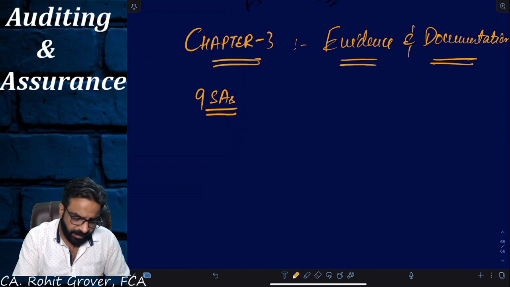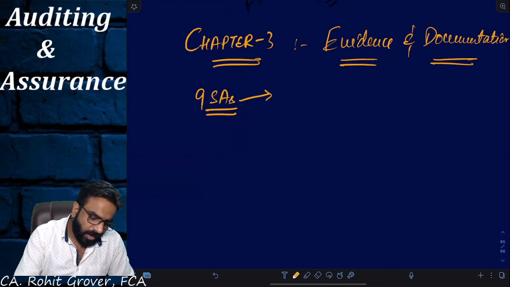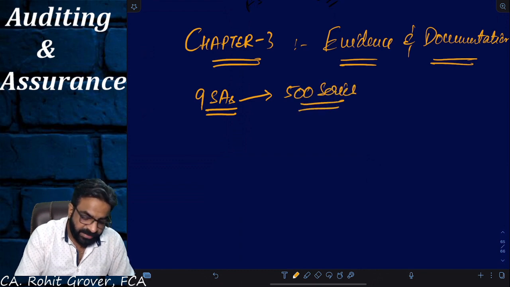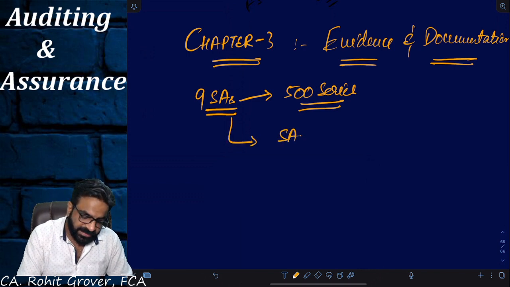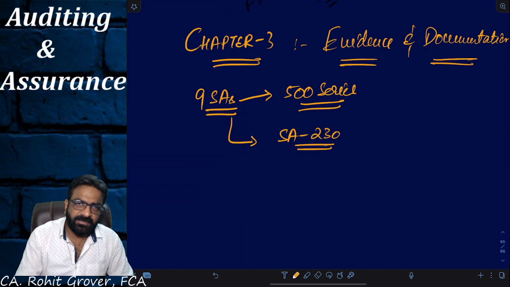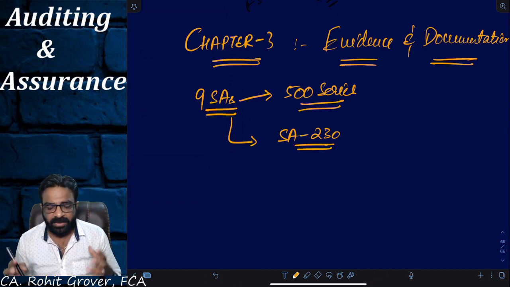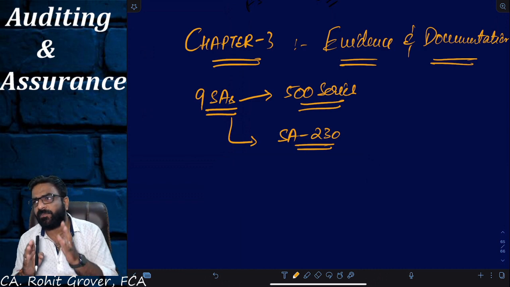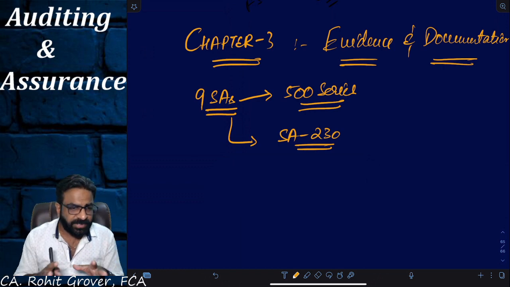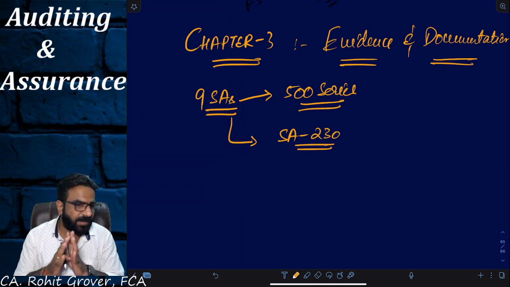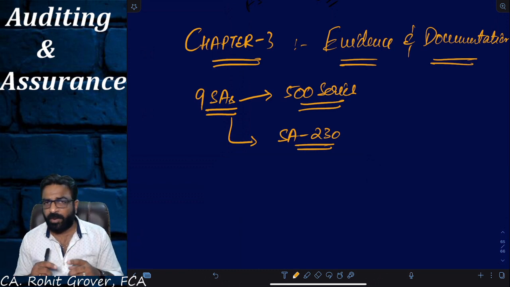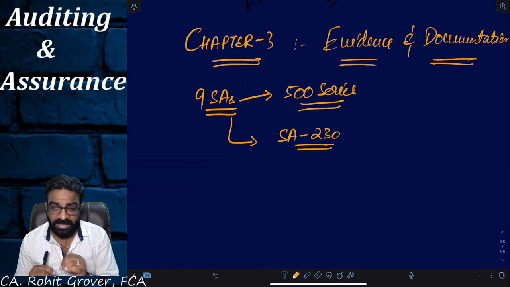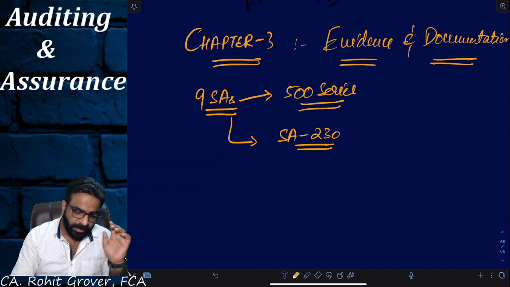What are the standards on auditing we are going to learn? We are going to learn almost the total 500 series, everyone. Along with that, we will learn one standard called SA-230, which has huge relevance in our auditing profession. Not only from the examination point of view, where this standard is extremely important, but also from the practicality point of view, this standard is very much important.